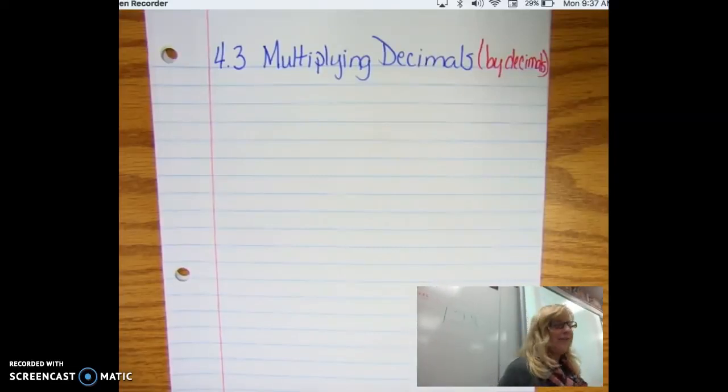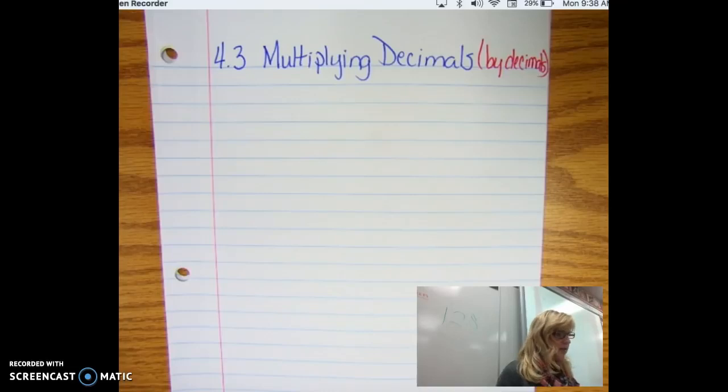Okay, good morning everybody. We are going to do multiplying decimals by decimals, which is 4.3. It is very, very similar to the one we did in 4.1, but there is a difference that will make a huge difference in your answer, because what we are doing is we're actually multiplying a piece by a piece. So we're not any longer multiplying them several times over. We're doing a piece of something times a piece of something.